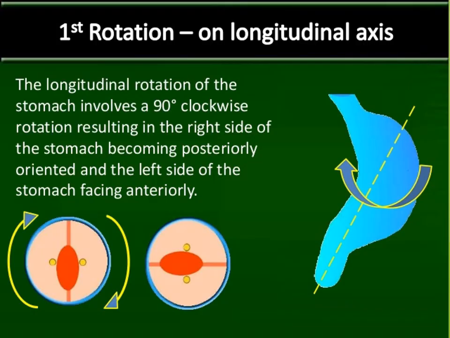You have seen here rotation number 1, which is a 90-degree clockwise rotation along the longitudinal axis. This is the longitudinal axis, and when it rotates 90 degrees, as you can see here, the dorsal surface moves towards the left and the ventral one moves towards the right. This is the lesser curvature and this one is the greater curvature.